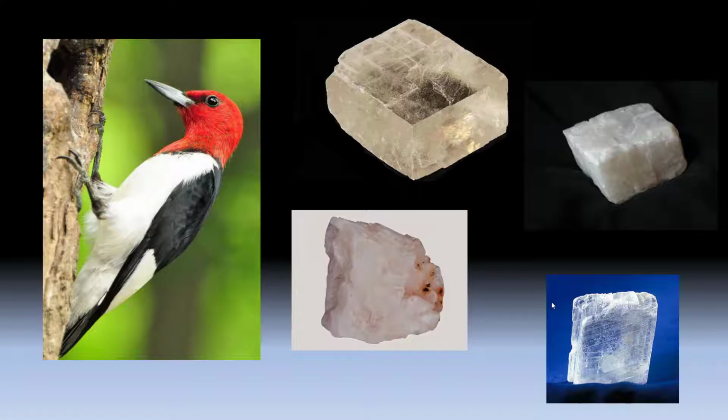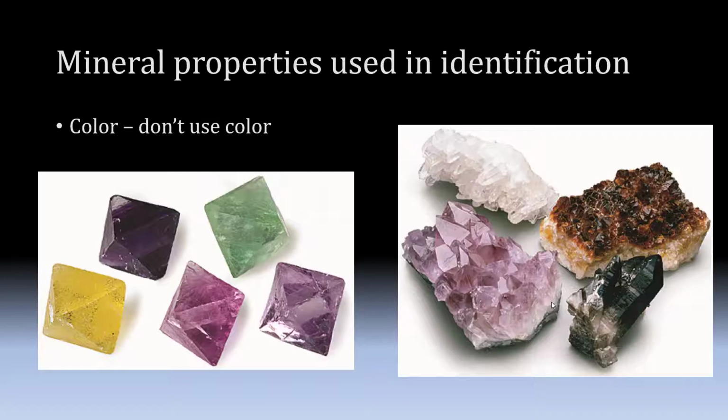Well, we do it according to certain properties. See, because minerals have a definite chemical composition, and because they have a crystal structure, there will be certain things that will be consistent, and we're going to use those things to identify the mineral. Okay, so what are these things? Well, color is not one of them. Okay, unless you have a great deal of experience, don't use color to identify minerals.